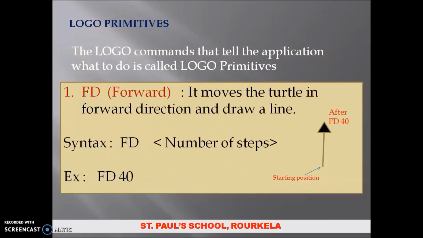Then what is logo primitives? The logo commands that tells the application what to do is called logo primitives. That means in a language you are using different type of words. Here also in the logo language it uses number of words. That words are known as a commands, or you can also say it is primitives. Now in this lesson you will learn about some commands like FD, BK, RT, LT, home, and some other commands are also there. We will discuss afterwards.